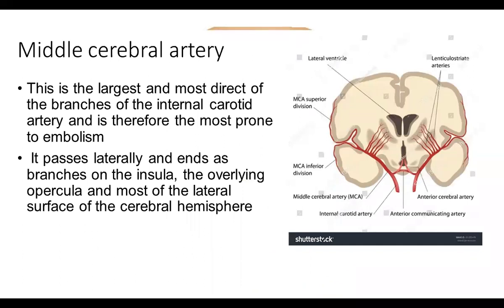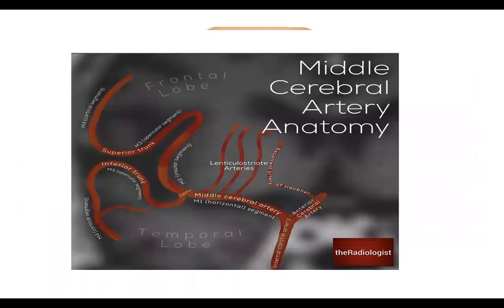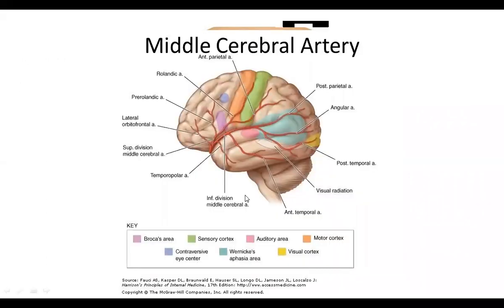The middle cerebral artery is the largest and most direct branch of the internal carotid artery, and is therefore the most prone to embolism. It passes laterally and ends as branches to the insula, the overlying opercula, and most of the lateral surface of the cerebral hemisphere. This is the pathway of the middle cerebral artery, and these are its branches with the area supplied.